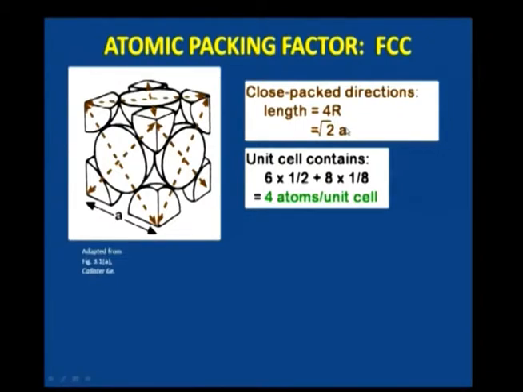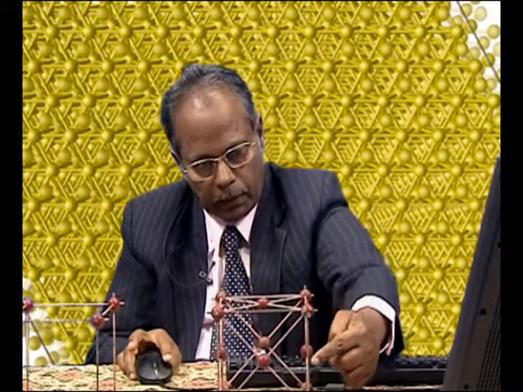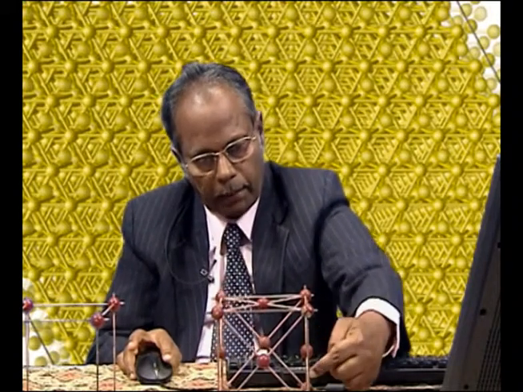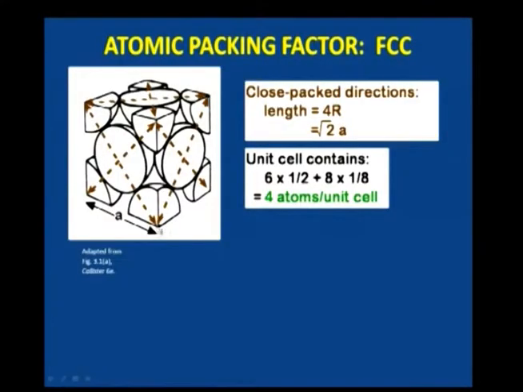If A is the length of the unit cell, the dimension of the face diagonal will be root 2 into A, which contains an atom here, a hard sphere kind of atom with radius r, then 2r here, another r here. So, r from this atom, 2r in the middle, and r from the other, r plus 2r plus r. So, that is 4r. 4r will be equal to root 2 into A.